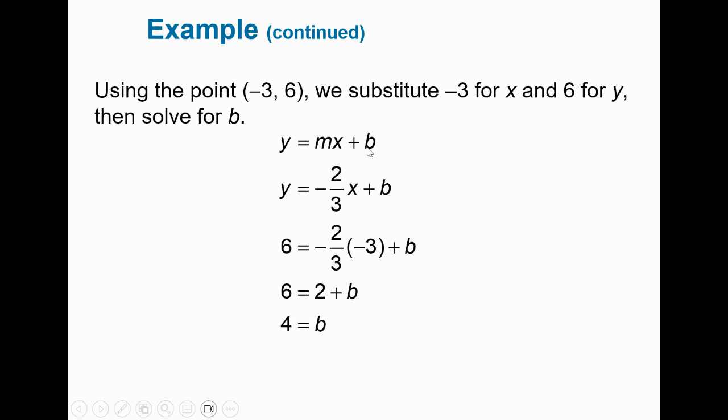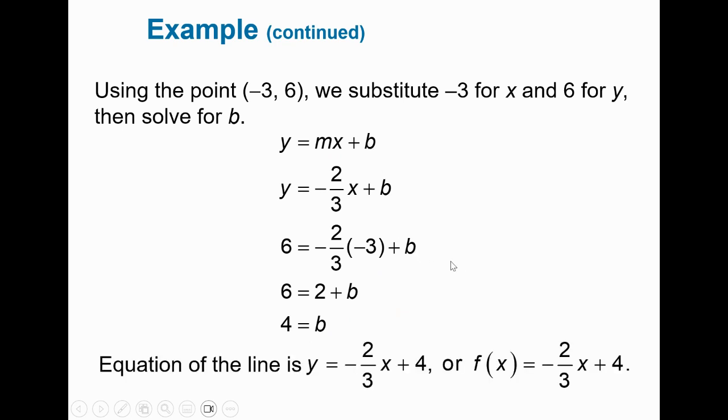So now I know the slope and I know the b value. And now, in place of b right here, I can substitute what I know b is equal to, positive 4. And once again, he's saying I can write it this way, y equals minus 2/3 x plus 4, or write it as f of x. It wouldn't make a difference.